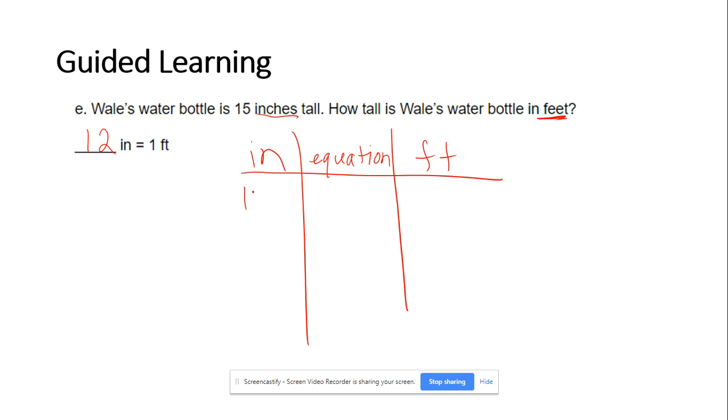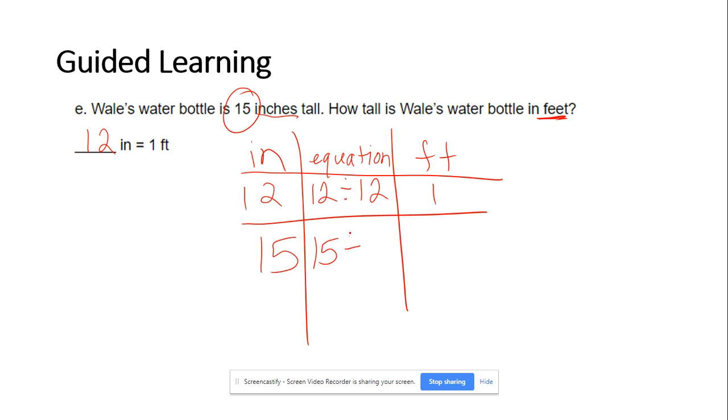Well, let's see. If we had 12 inches, we know that 12 inches divided by 12 inches per foot is 1 foot. But we don't have 12 inches, we have 15 inches. So we're going to do 15 inches divided by 12 inches per foot. Oh, wow, that's 15/12. Notice the numerator, the top number, is bigger than the denominator, the bottom number. So we can simplify to make that a mixed number. That's 1, which is 12/12. And if we have 12/12, we need 3 more 12s to get to 15/12. So 3/12 is left over. Wally's water bottle is 1 3/12 feet tall.